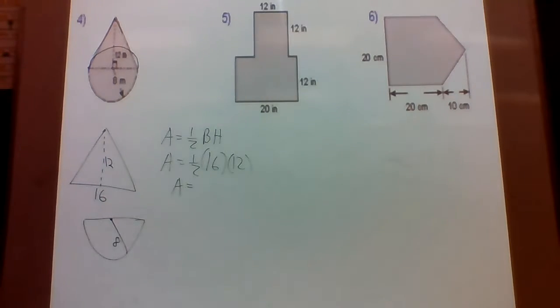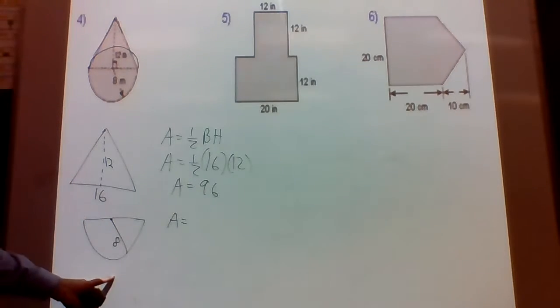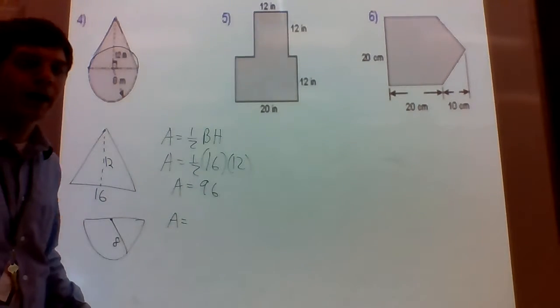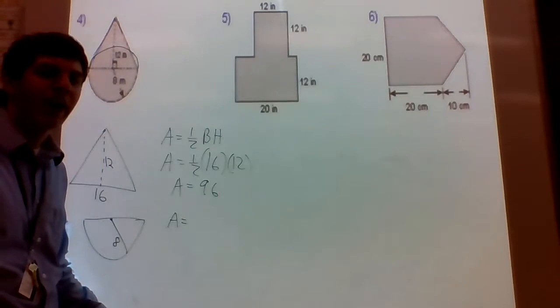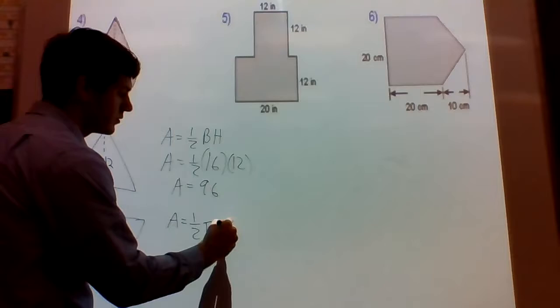1/2 of 16 is 8. 8 times 12 is 96. Okay. Semicircle, again, it's half of a circle. So the area of a circle is pi r squared. But we only have half a circle, so it's going to be 1/2 pi r squared.